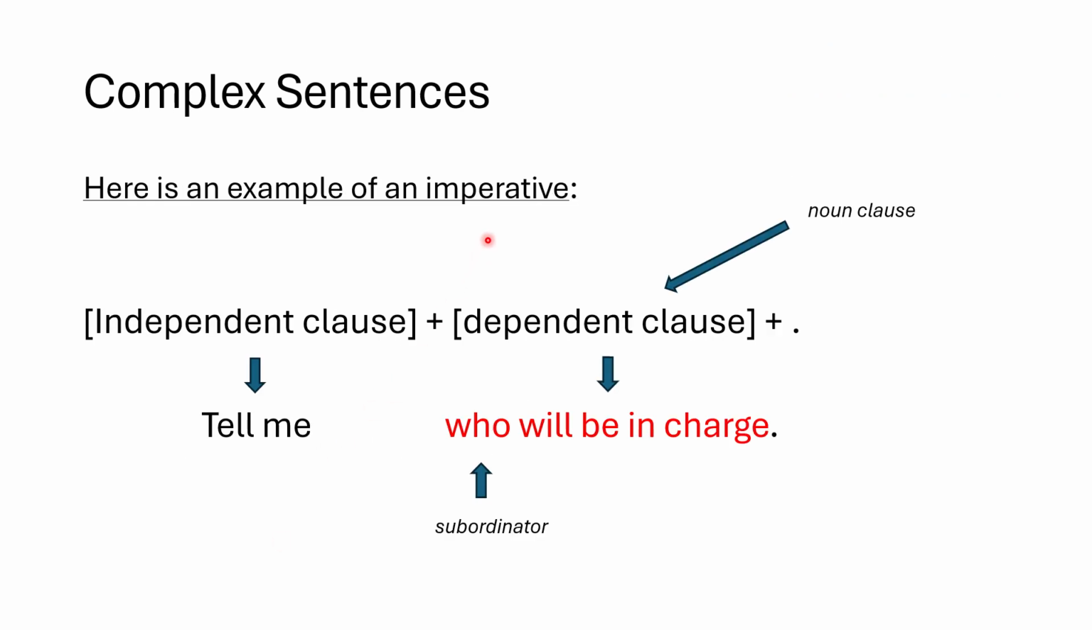Here is an example of an imperative. The independent clause is tell me. Ask, tell me what? The dependent clause, which is the noun clause, is who will be in charge. The noun clause is the object of the verb tell. Tell me who will be in charge. This is an imperative because it gives a command.